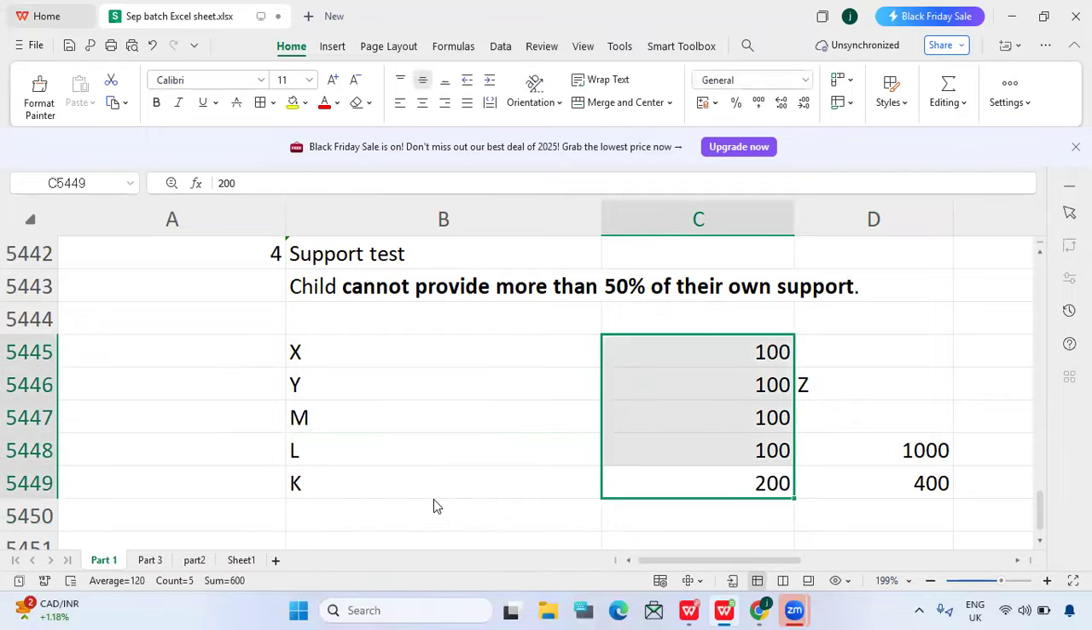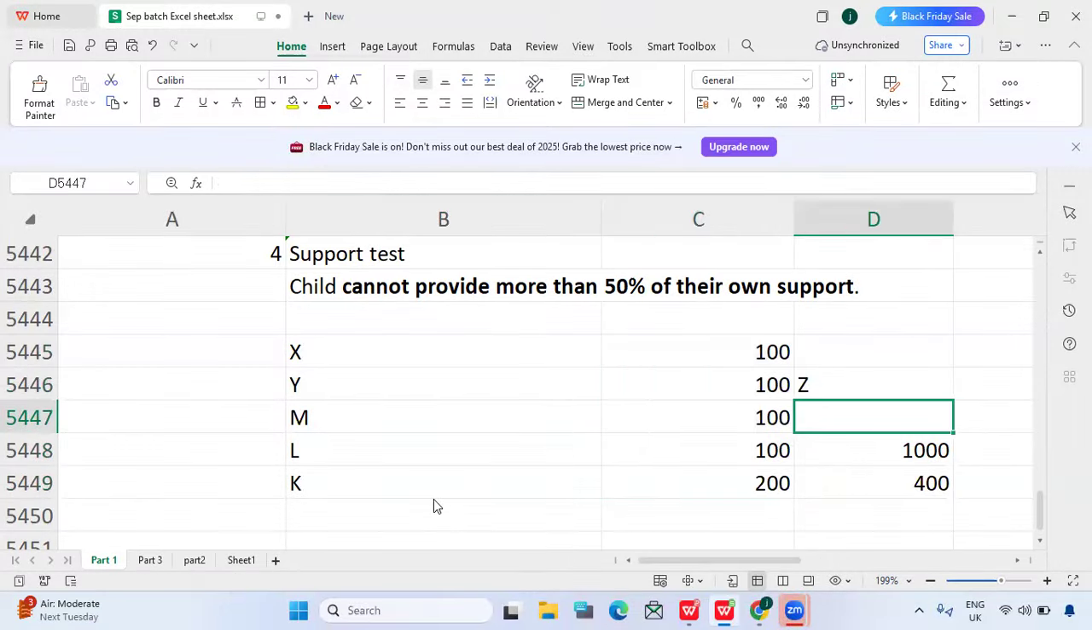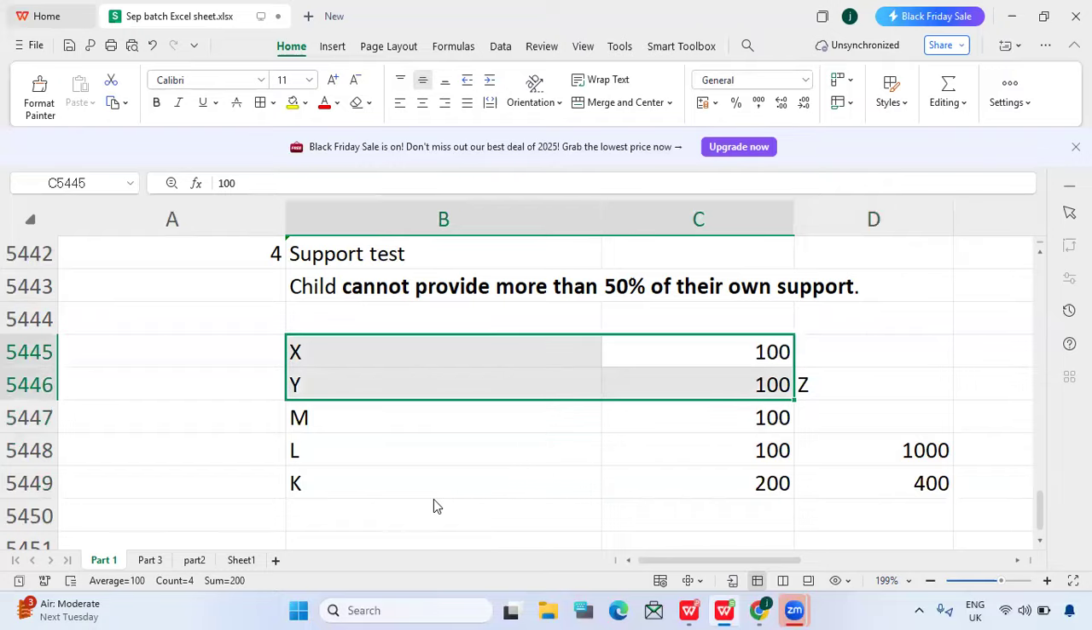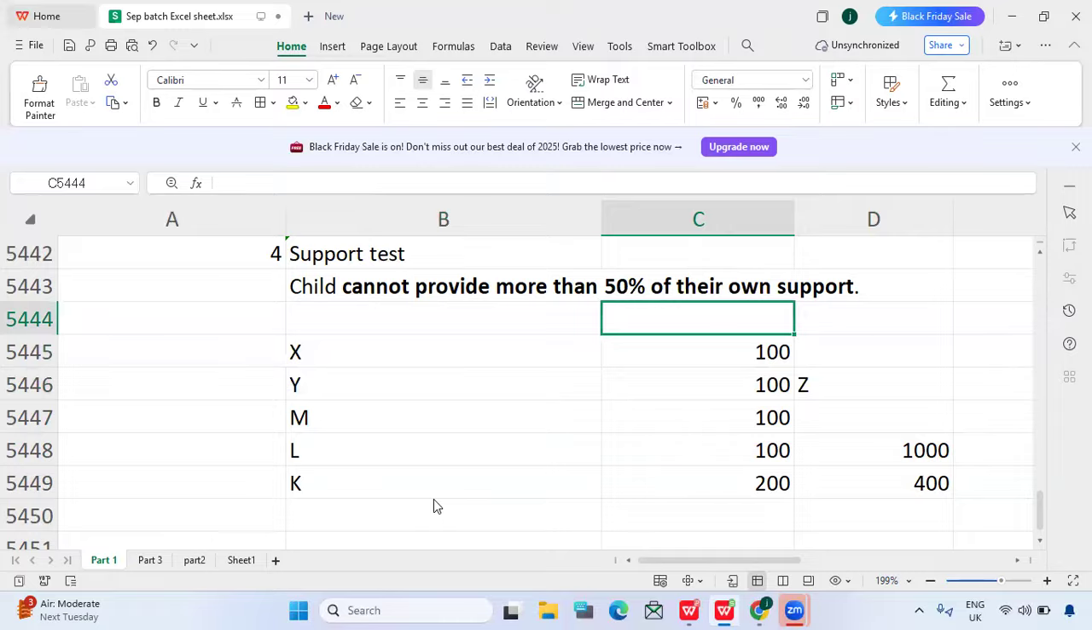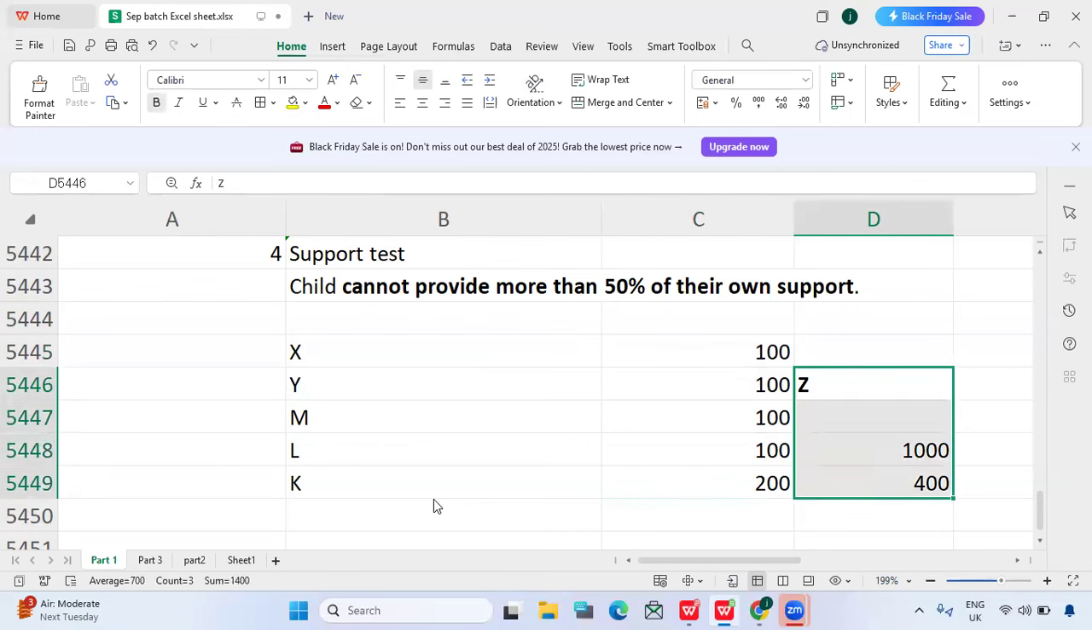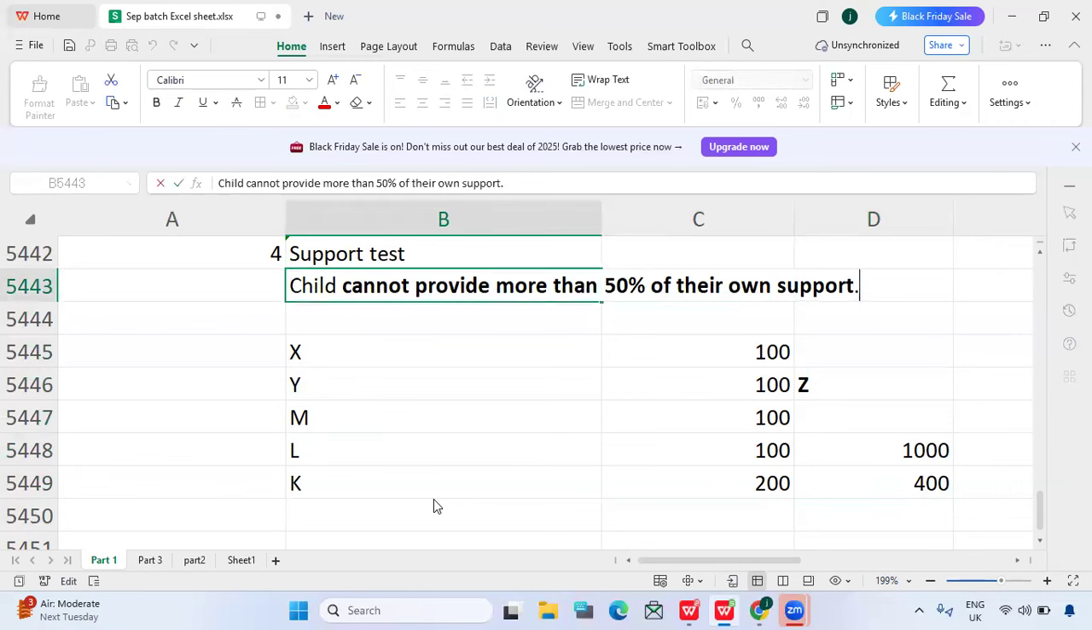So in total we have $1,000. Now Z provided only 400 and the parents provided only 10%. So this is allowed, but the dependent himself should not provide more than 50% of his own support, but anyone else can give.